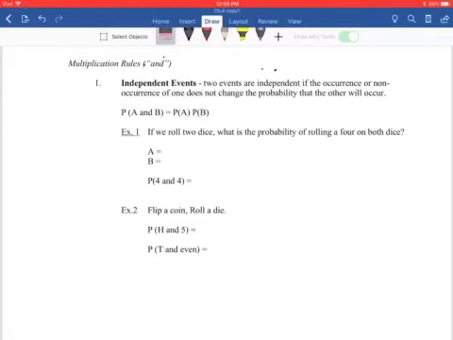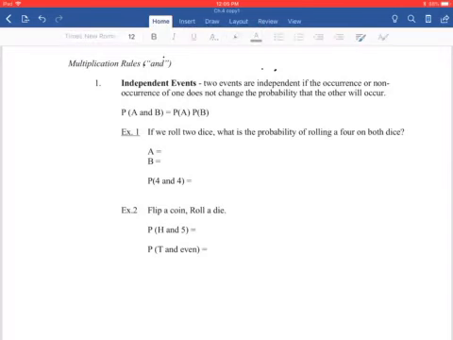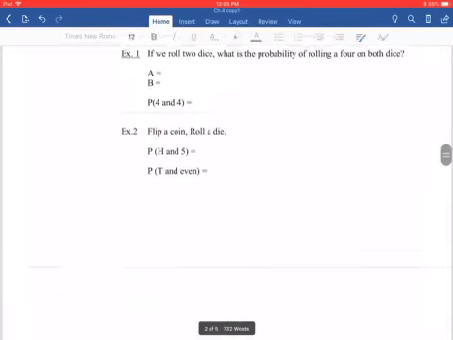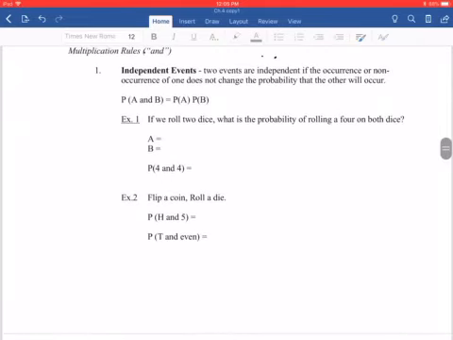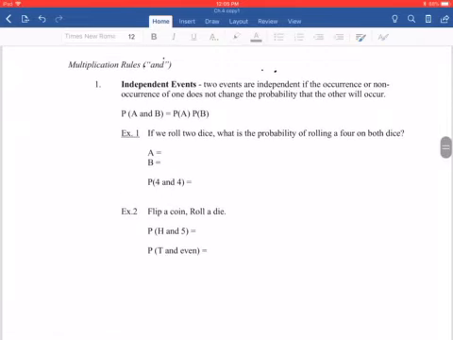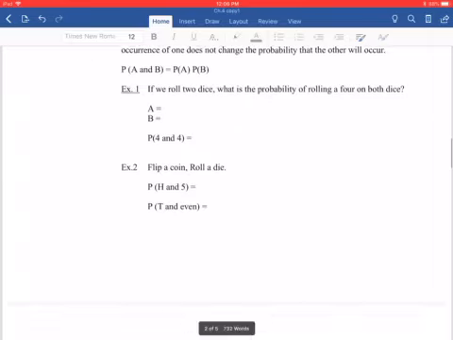Okay, for the multiplication rule, we're dealing with whether we have independent events or dependent events. Independent events are two events where the occurrence of one does not change the occurrence of the other one. When they're independent, we're just going to multiply. Anytime we're trying to find the probability of two events occurring at the same time, we're going to multiply their probabilities.